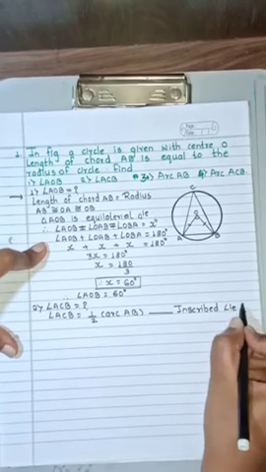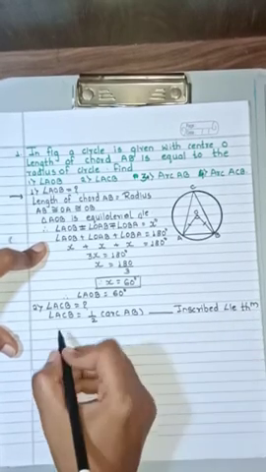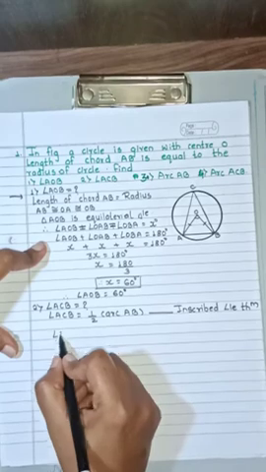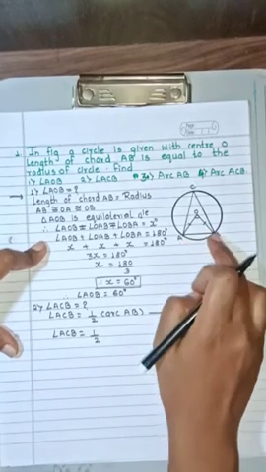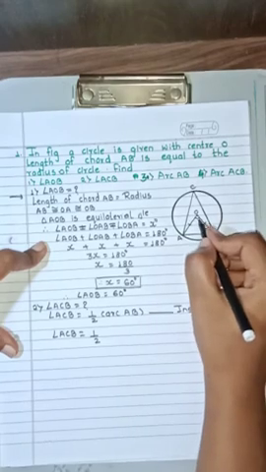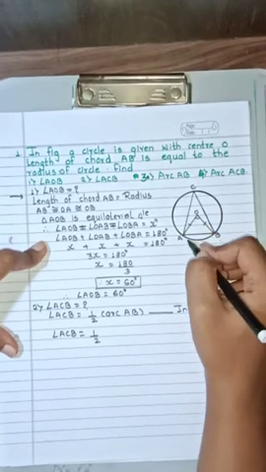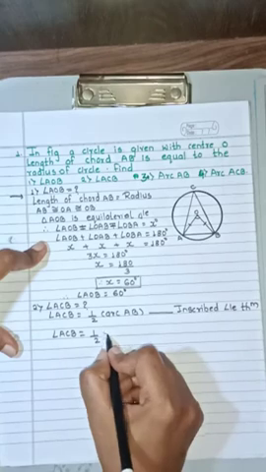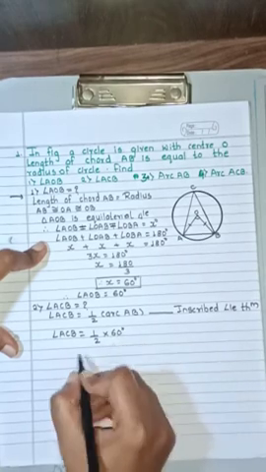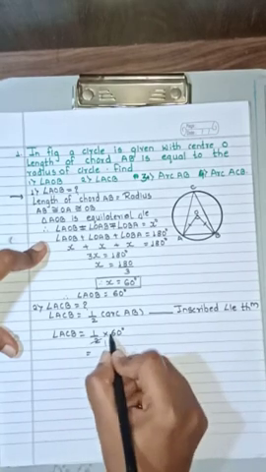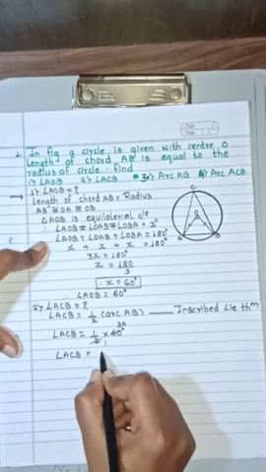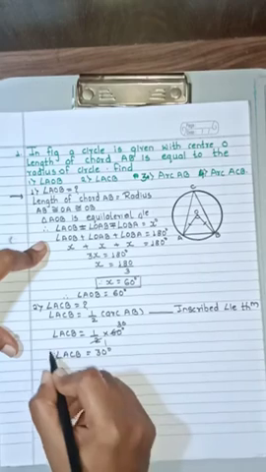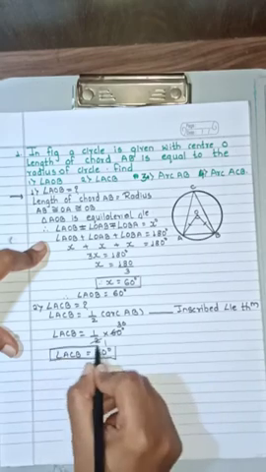Now what is the measurement of AB? Whatever is the measurement of the central angle AOB, that is the measurement of the minor arc. So AB will also be 60. Therefore, angle ACB is half of 60, that is 30 degrees. You got your second one.